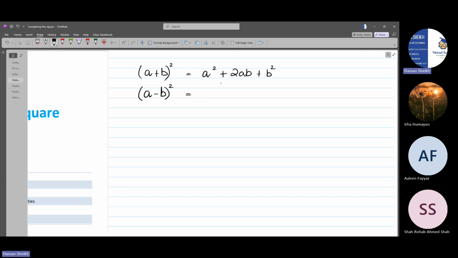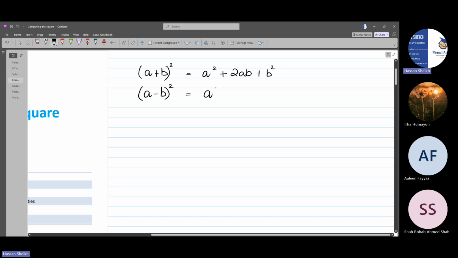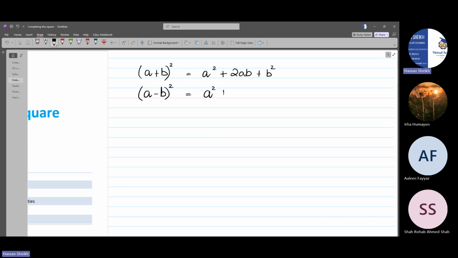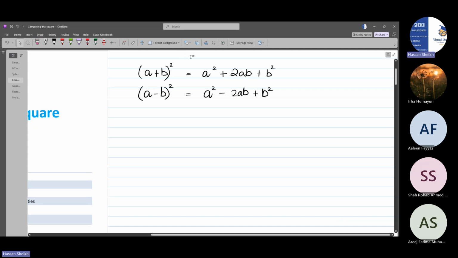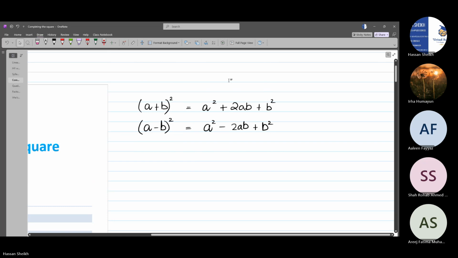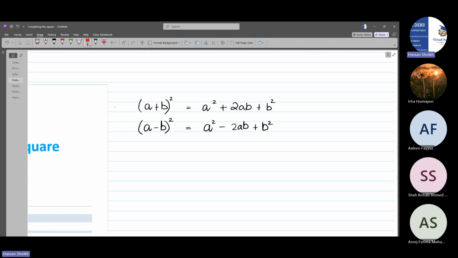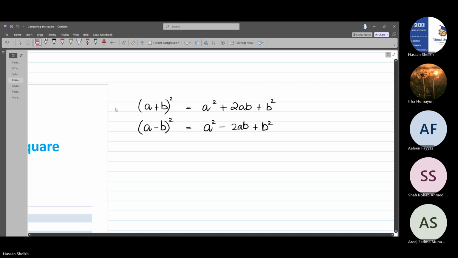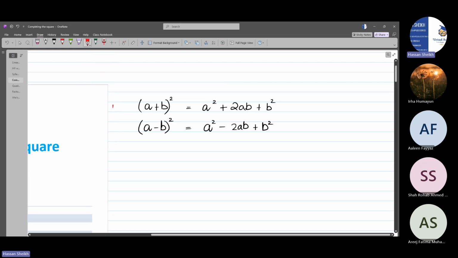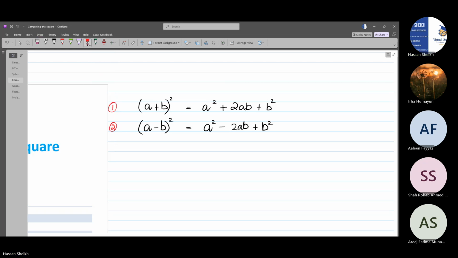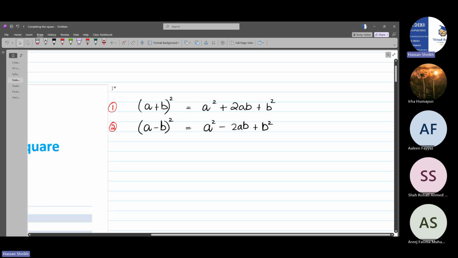And then we also have the difference of square formula, which is a square minus b square equals (a plus b) into (a minus b), which we have covered yesterday. Okay, so a square minus 2ab plus b square. In the completing the square method, we need to use one of these formulas depending on the given equation or expression, because you are not only supposed to solve it using the completing the square method.